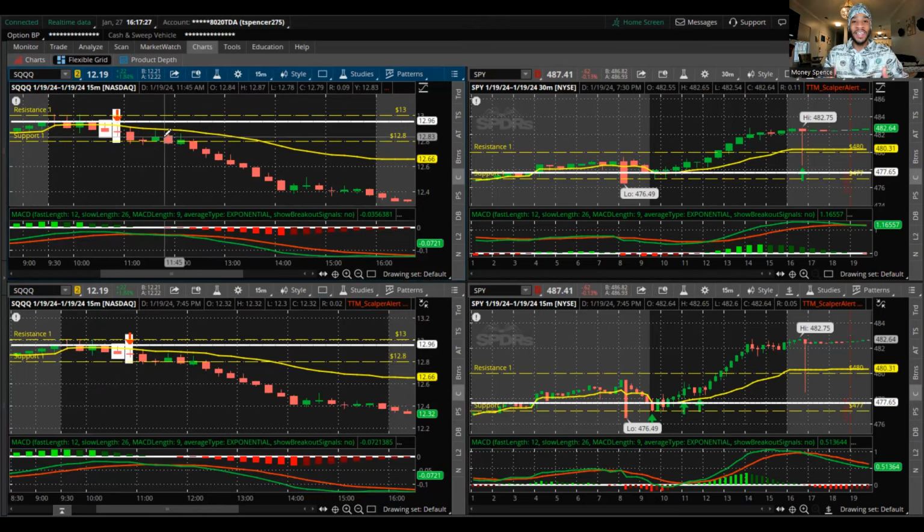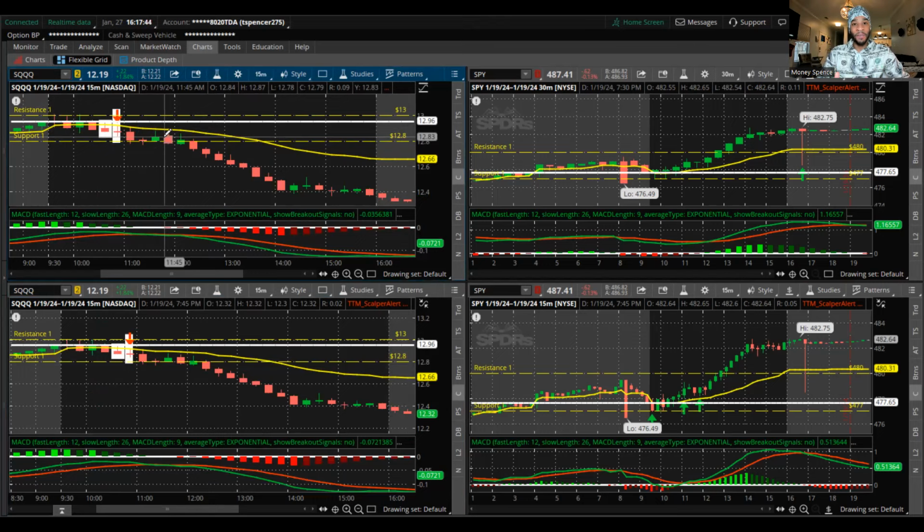So that was a second indication that the SQQ was bearish for the day. The first indication was the candles. The second indication, it was below VWAP. The third indication, it broke below support level number 1.